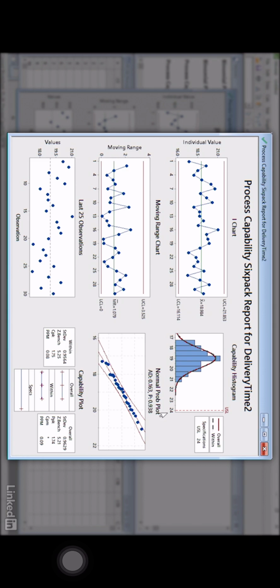Also notice the upper spec limit is at 24 and the process curve is way down here, averaging 18.9 hours delivery. And the spread is over here, nowhere close to 24. So very few, if any, went beyond 24 hours. Not surprisingly, the ppm is at 0.09 parts per million. That's very good. Our Z bench is 5.21. To convert to sigma level, simply add 1.5 to that. That gives us 6.71 sigma level.